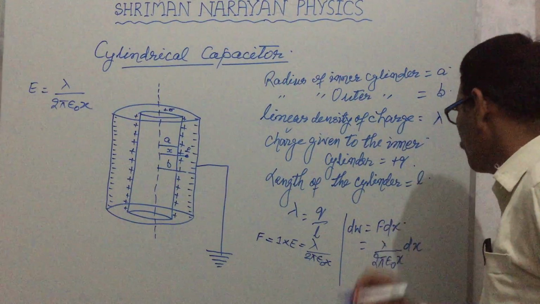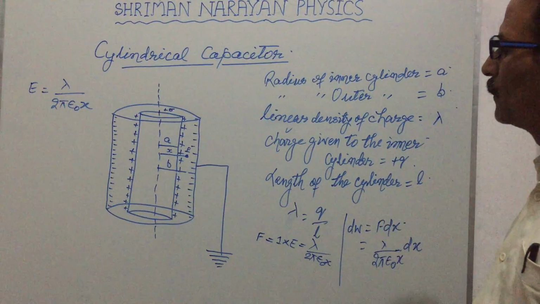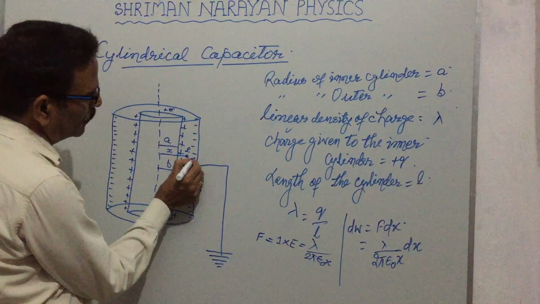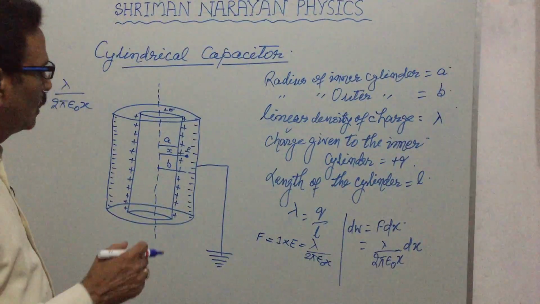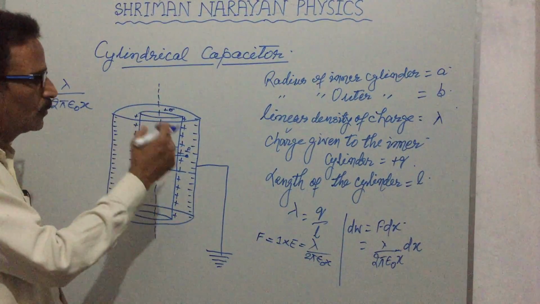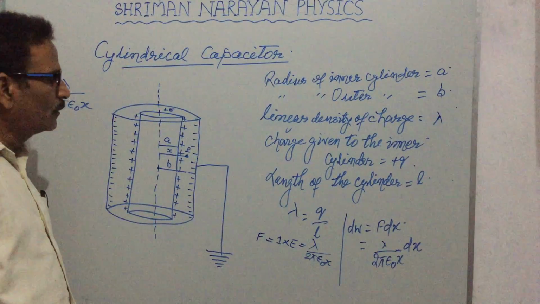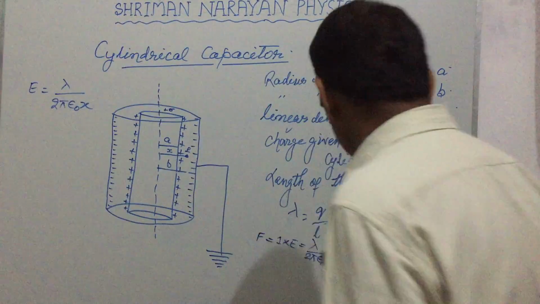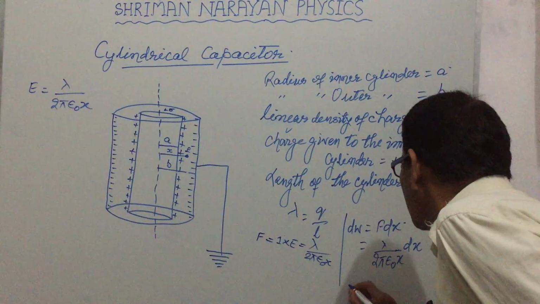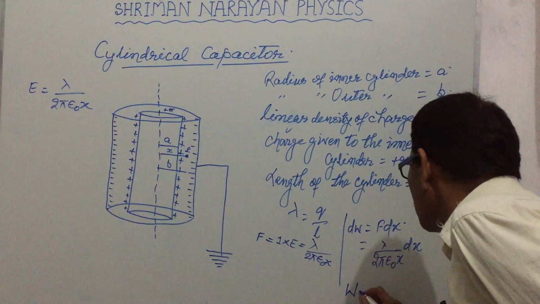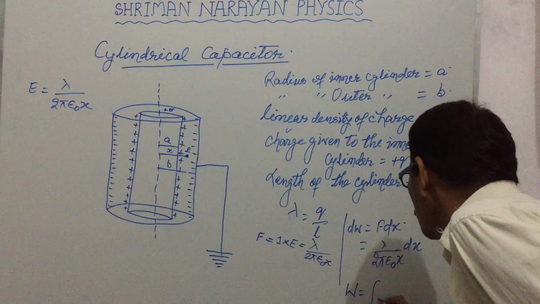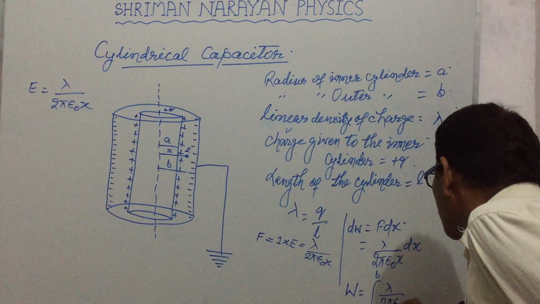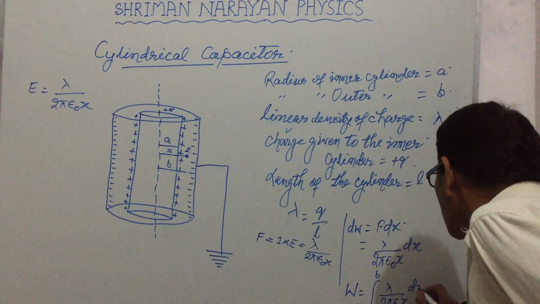You can see here from the figure, it is clear. Now if this unit positive charge starts to move from this point to this point, that is from outer surface of first cylinder to the inner surface of the outer cylinder, then in that very situation the total work done can be given by integrating this function. So we'll write total work done W is equal to integral A to B of lambda by 2 pi epsilon naught into x into dx.